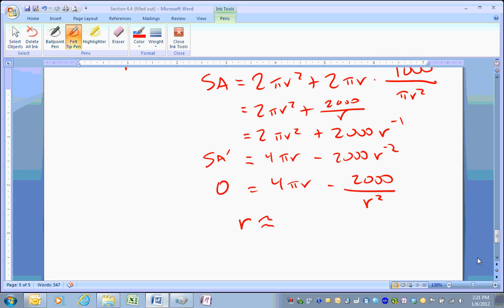So we get an answer? You get r equals the cube root of 2000 divided by 4 pi. What's wrong with my calculator? Wait, r cubed equals what? I got r cubed is 2000 divided by 4 pi. Okay, good. Did you put parentheses around 4 pi? No. That's why.